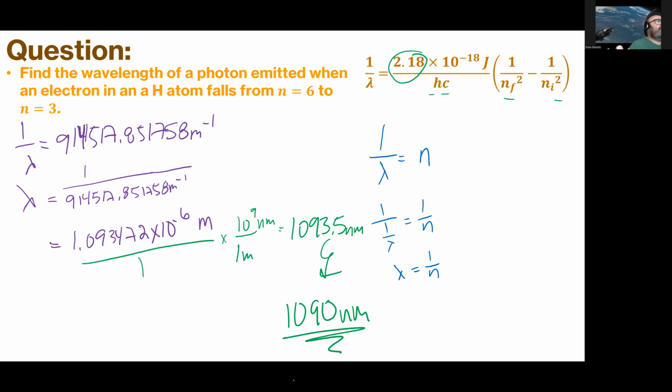That should make sense. We're going from 6 to 3. This is going to be a smaller energy transition, so it should have a longer wavelength.